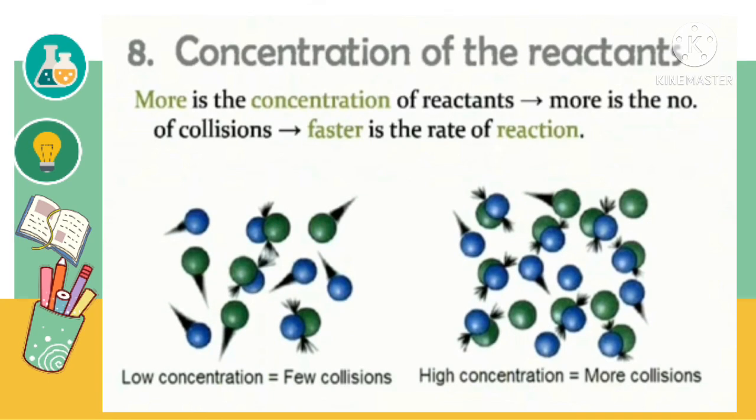The last condition for a chemical reaction is the concentration of the reactants. The greater the concentration of the reactants, the greater the number of collisions, and the faster the rate of the reaction. So with the increase in the concentration of the reactants, the rate of the reaction also increases.